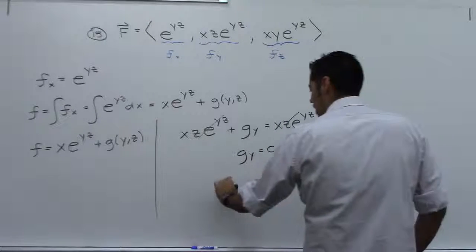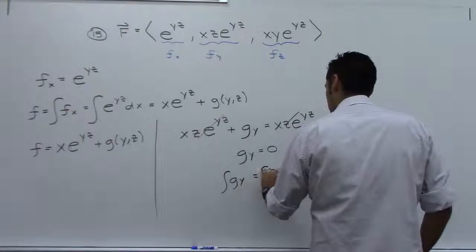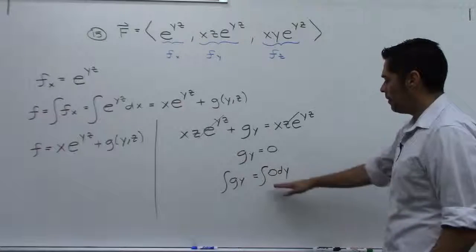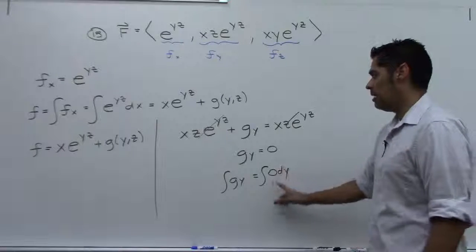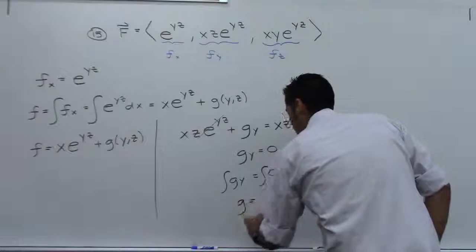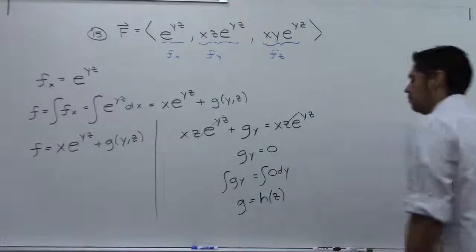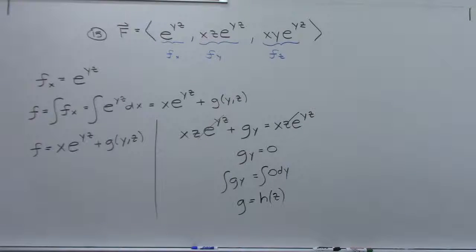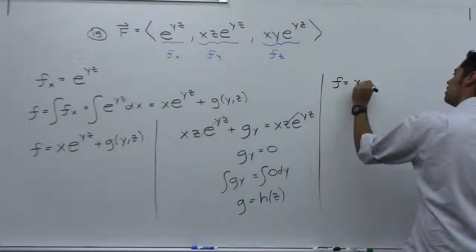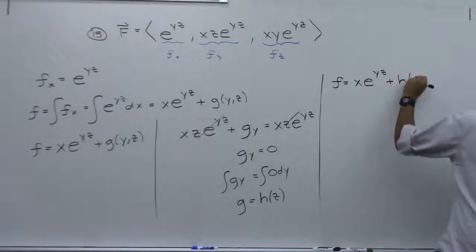And if we integrate both sides with respect to y, I'll get g. So the antiderivative of 0 is going to be a constant, but g could have had z in it. So this means that g has to be some function of z only. So here's where I am. I actually know that f, little f, must be x e to the yz plus only some function of z.